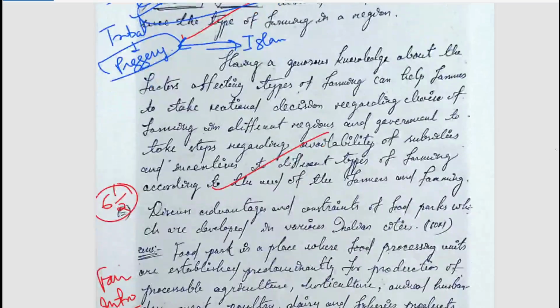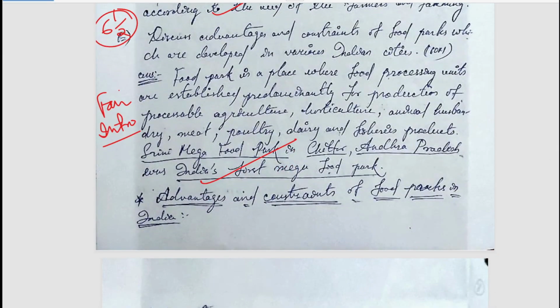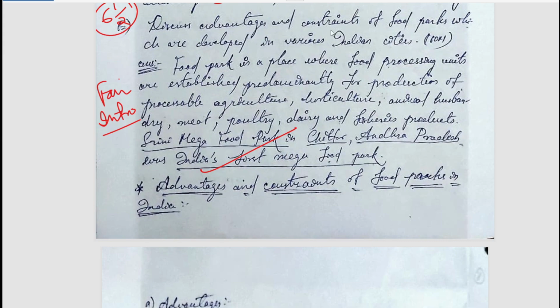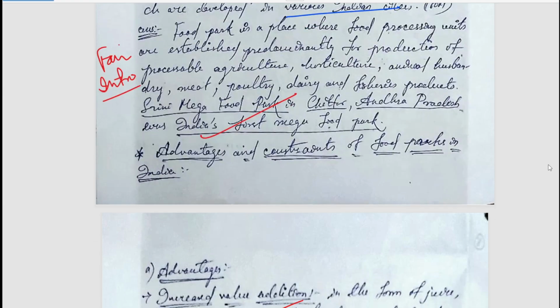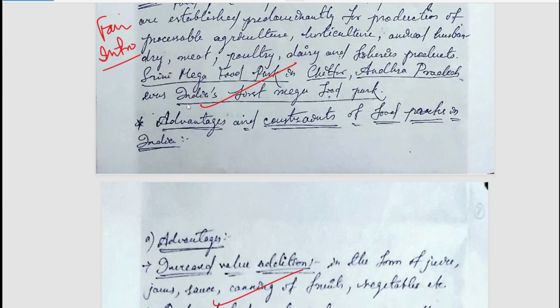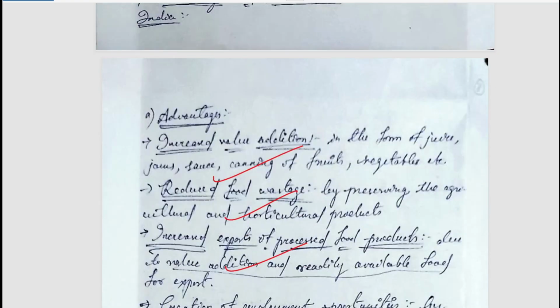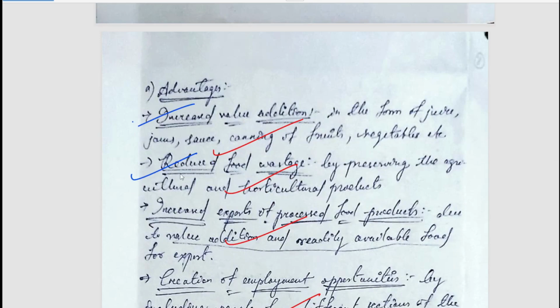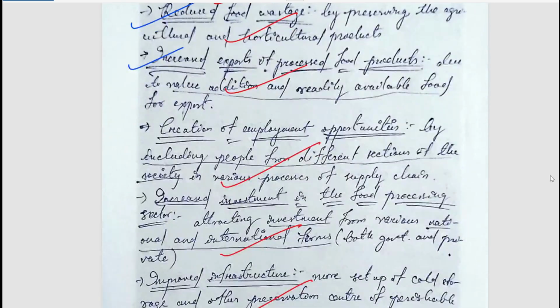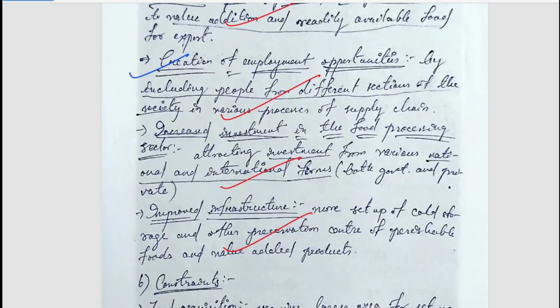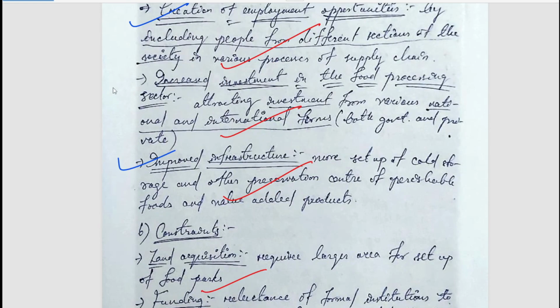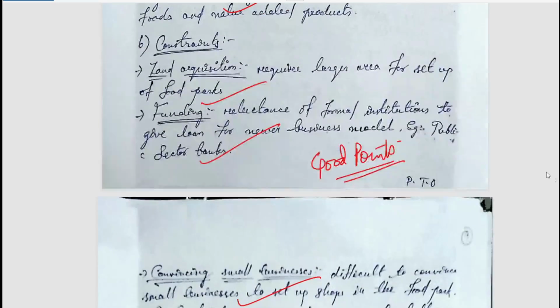So I hope you understand this. Now let's move to the next question. The next question is discuss advantages and constraints of food parks which are developed in various Indian cities. So what could be the advantages of food parks? Okay, examples of food parks have also been mentioned, such as in Andhra Pradesh. India's first mega food park was in Chittoor, Andhra Pradesh. Advantages, yeah, increased value addition, obviously, reduced food wastage, increased exports, creation of employment. So all these things are fairly written advantages. Improved infrastructure, increased investment. Constraints have been mentioned, such as problems of land acquisition, funding.